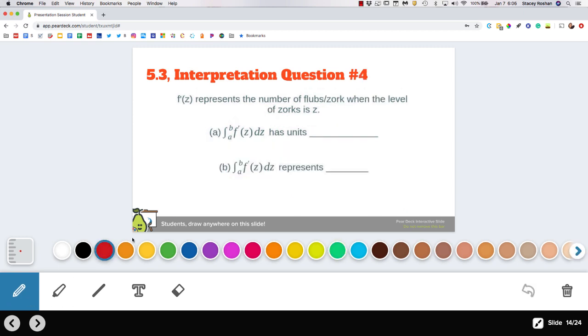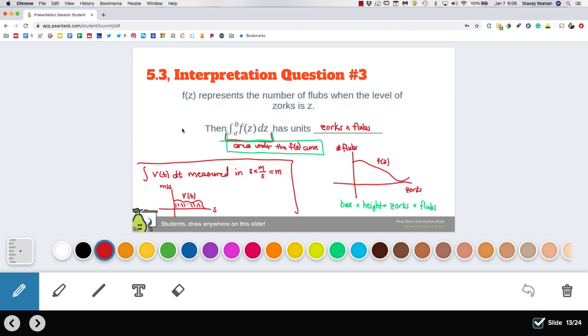So while we're being silly, let's keep being silly. F prime of z represents the number of flubs per Zork, which makes sense, right? If this was flubs and this is Zorks, then its derivative is going to be flubs per Zork, just like the position function would have been meters and seconds, and then the velocity function is meters per second. If you look at velocity, it's meters per second, and the acceleration is going to be meters per second squared, right? Because we're doing delta y over delta x to find its derivative.